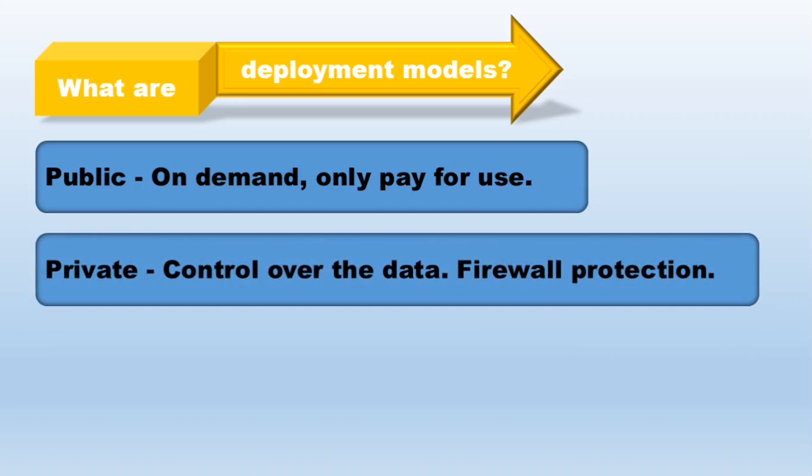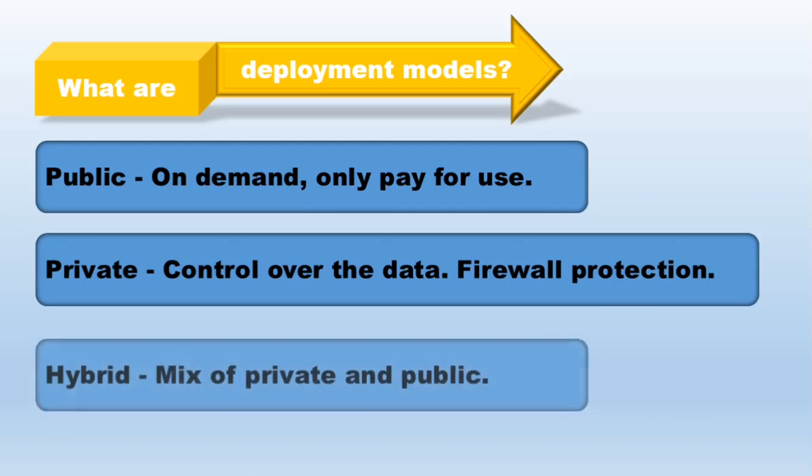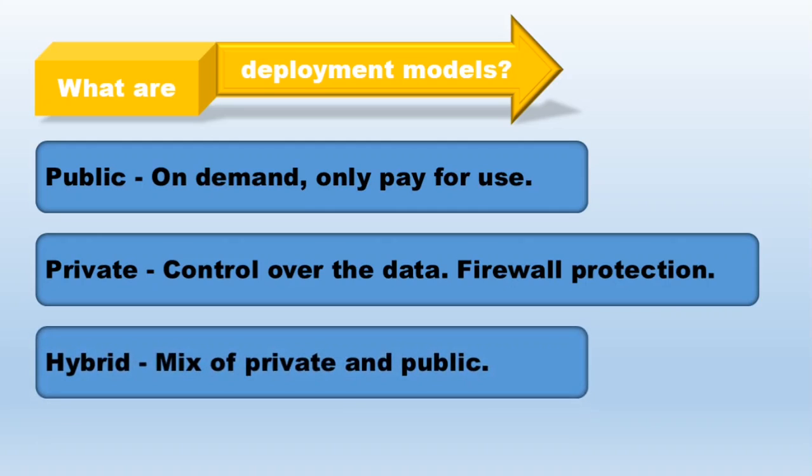There is another model, private, where a company can store its resources or data privately, so that it gets firewall protection. Your data will be highly available and much more secure in a cloud provider environment like cloud data centers. And the third one is hybrid, a mix of private and public, where the company can keep some data private.